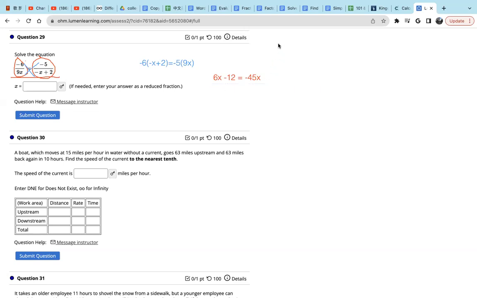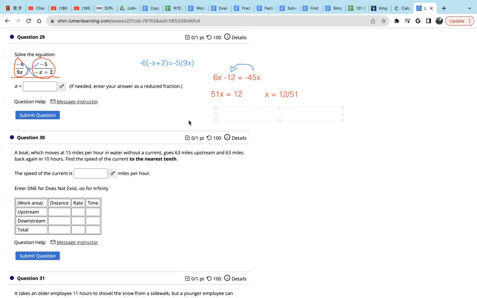Then we move -45x to the other side, or add 45x on both sides. 45 plus 6x, 45 plus 6 is 51x, equals 12. At the same time we move 12 to the other side. We want to separate the variables and the constants. So then we divide by 51 on both sides. So x equals 12 divided by 51.